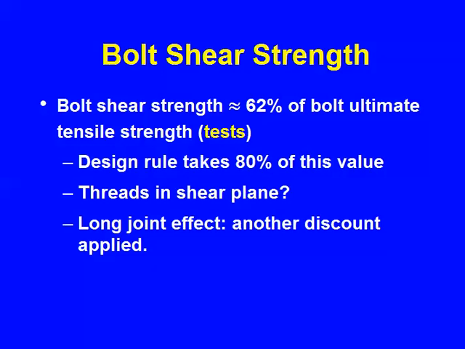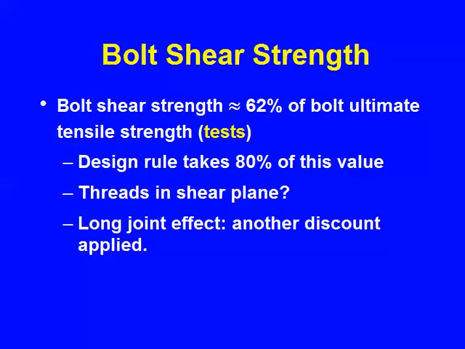Now, your design rule says, okay, the 62% will go along with that. The bolt is an A325. Ultimate tensile strength is 120. Take 62% of that, and you've got the bolt shear strength, right? Right. Your specification immediately says, discount that by 20%. I'm going to have to explain that to you. It asks whether you have threads in the shear plane or not. Obviously, if I have threads in the shear plane, I don't have as much area as otherwise. And also, if I have a long joint, meaning long, 3 or 4 feet, then I have to have another discount. So all of these things have to be dealt with.